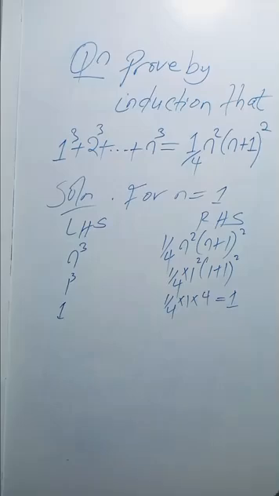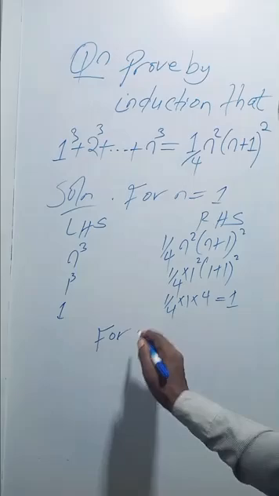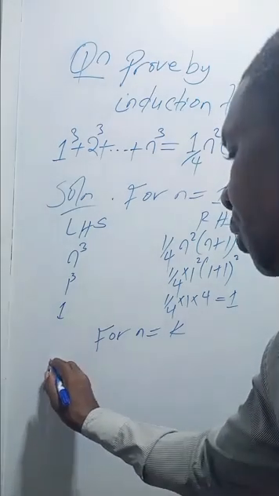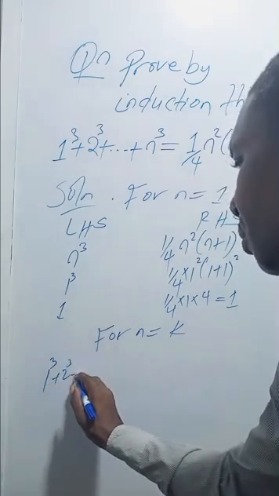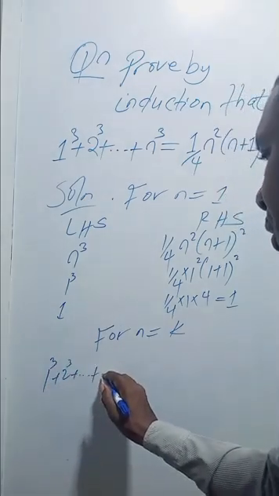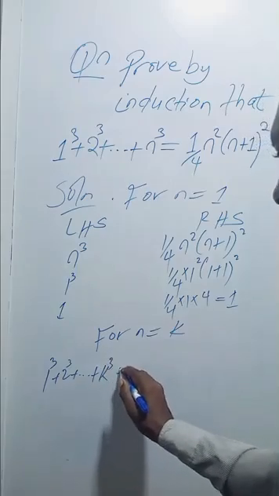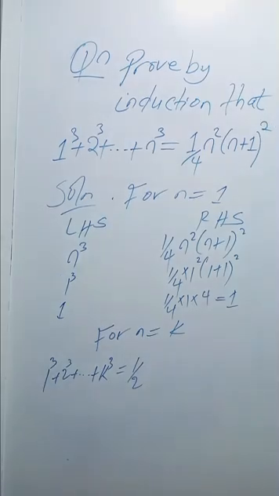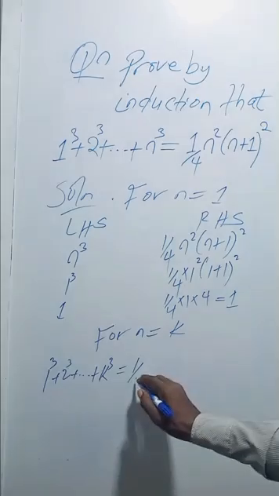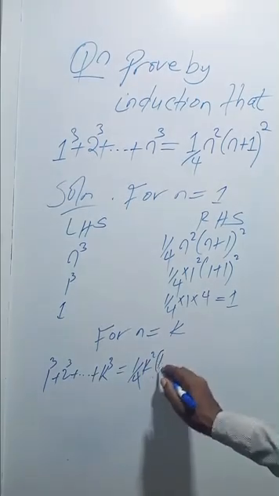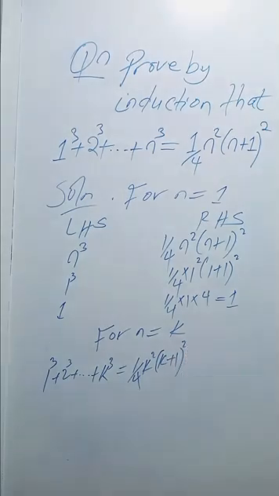Then the second part, we have to prove for n equals k. What we do now, we replace n with k on both sides of the statement. So there we go. We have 1 cubed, then plus 2 cubed, plus dot dot dot, plus now where there is n cubed, we put k cubed. This equals the right-hand side. The right-hand side is 1 over 4, then n, we put k squared into bracket k plus 1, again squared.